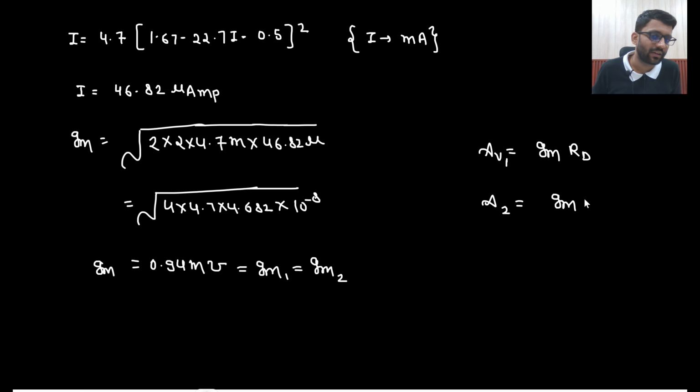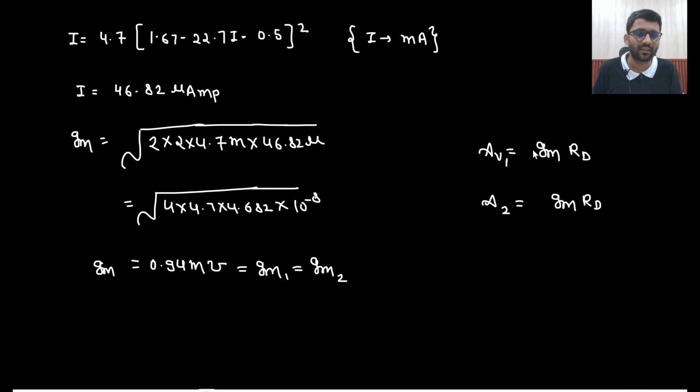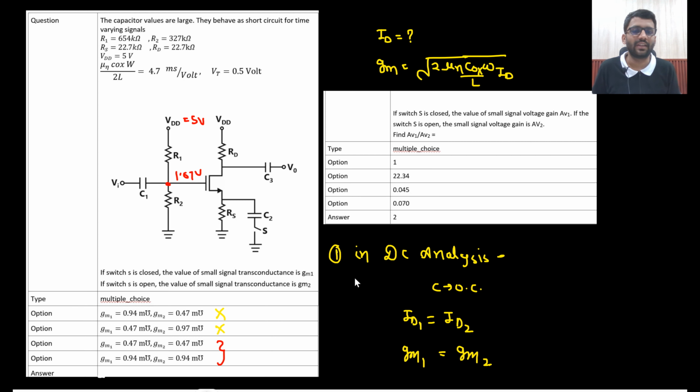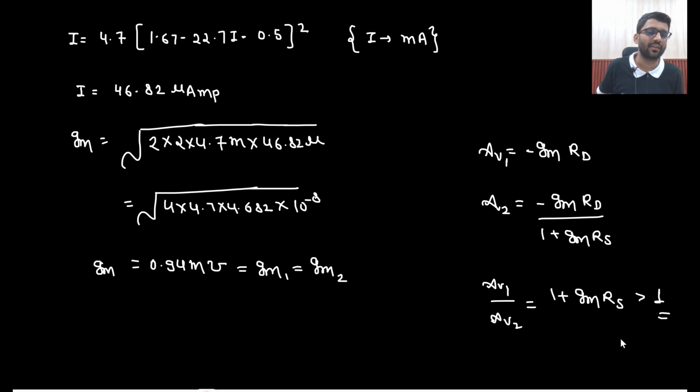And when the switch is open, that means it is degenerated. When the switch is closed, it is not degenerated; RS will be gone. When the switch is open, RS will be there. So for that, the gain would be negative actually: minus gm RD upon 1 plus gm RS. If you find the ratio Av1 by Av2, that would be 1 plus gm RS. And certainly it would be greater than 1, right? So only one option is there where it is greater than 1, that is 22.3. That's it. So you don't need to solve it.